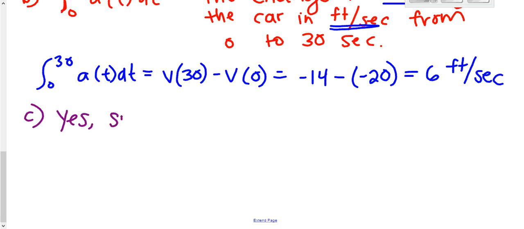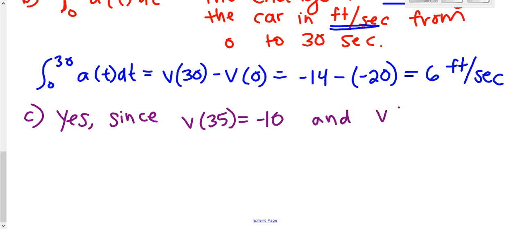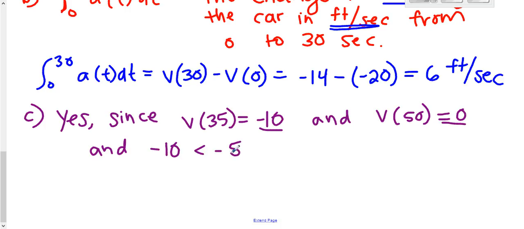And here's how we're going to write that. Since we know, if you look back up at your table, that -10 happens at time 35. So V of 35 is -10. And the 0 happens at V of 50. So the velocity at 50 is 0. And we know they're asking us about -5, and -5 is in between -10 and 0. So we'll just say that. I mean, obviously it is, but we'll just make sure that everybody knows. -10 is smaller than -5, and then 0 comes next. So this says that -5 is in between -10 and 0.